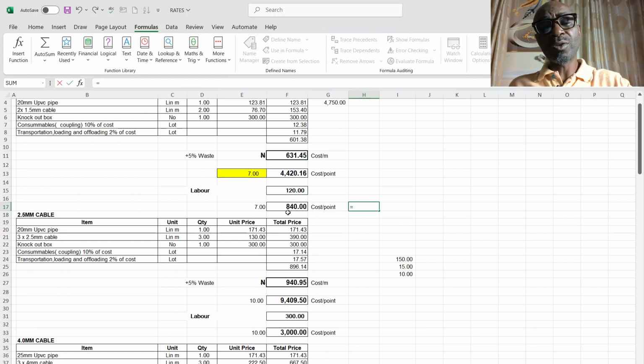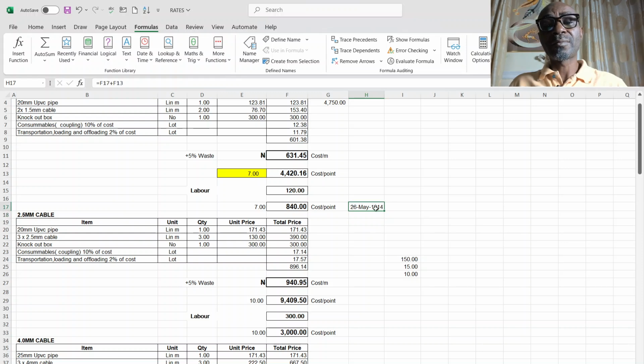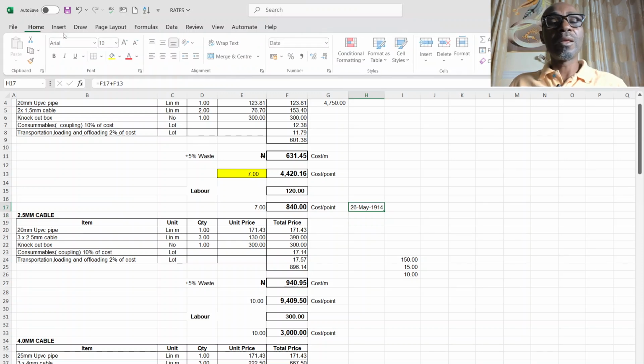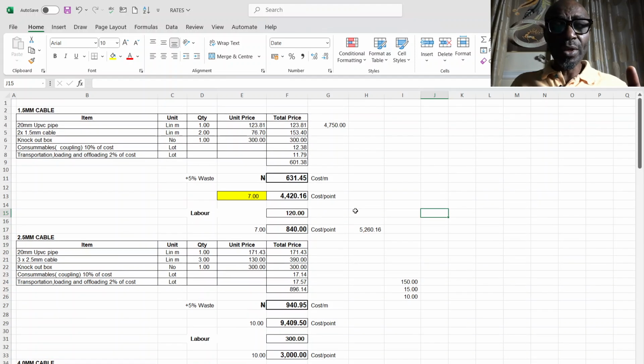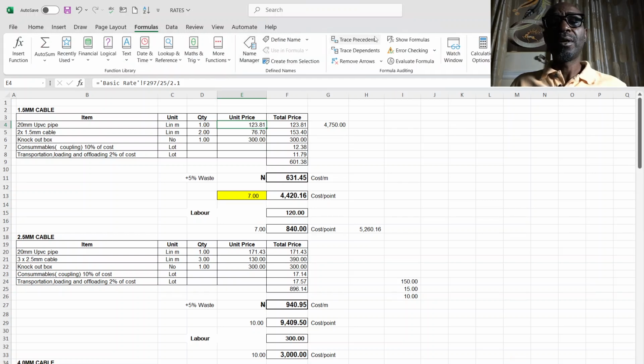So for me to get the cost per point, this plus this gives me 5,260. Please, there is a warning that these rates are not current rates. So I did say that I was going to take us to our basic rate to see how the rates came about, and I did.